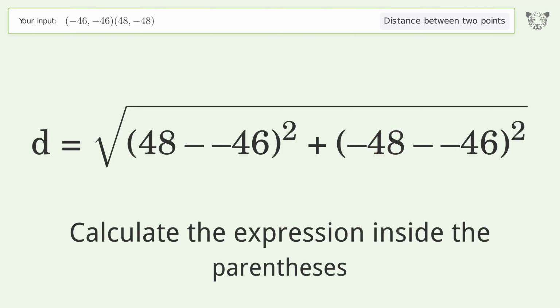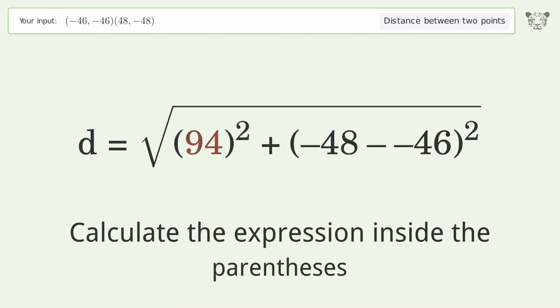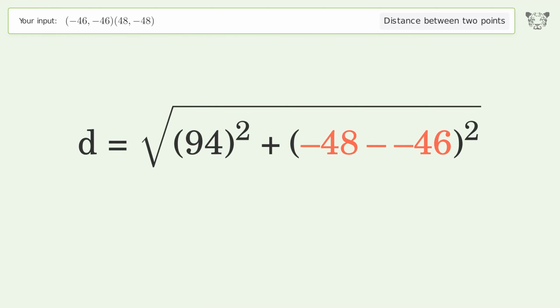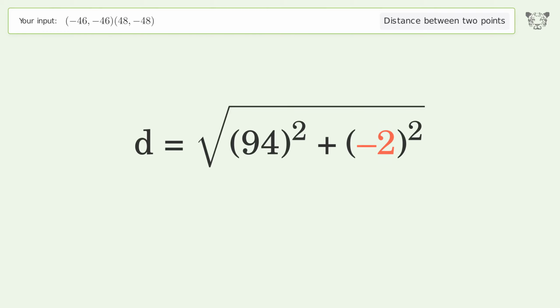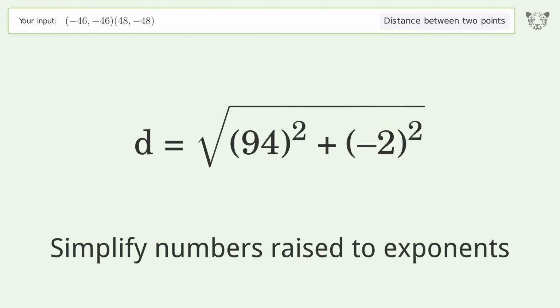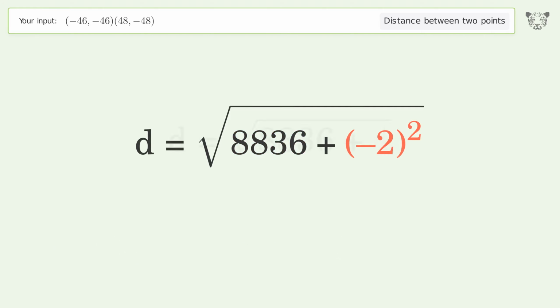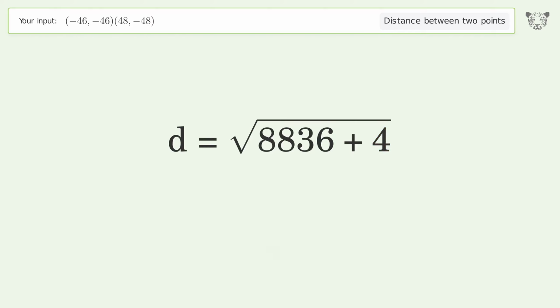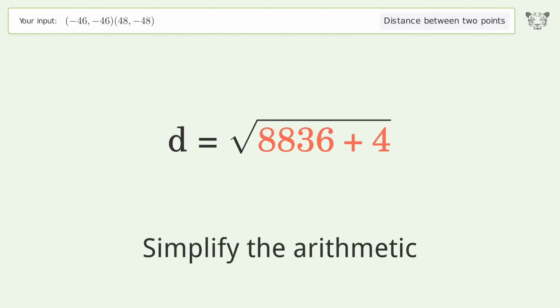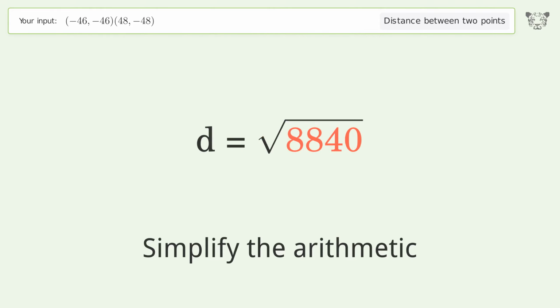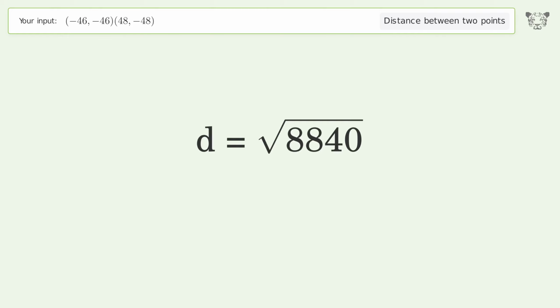Calculate the expression inside the parentheses. Simplify numbers raised to exponents. Simplify the arithmetic. And so the distance between the 2 points is the square root of 8,840, or 94.021.